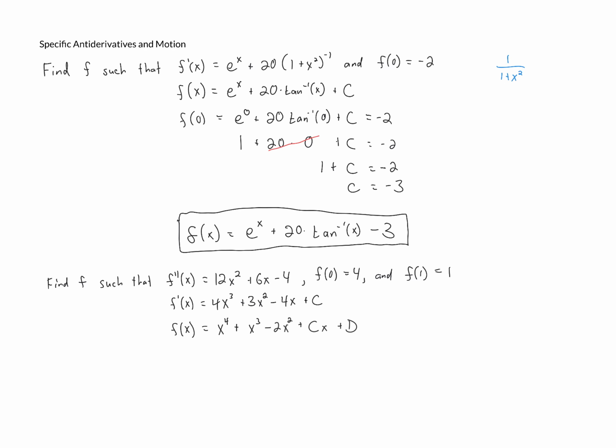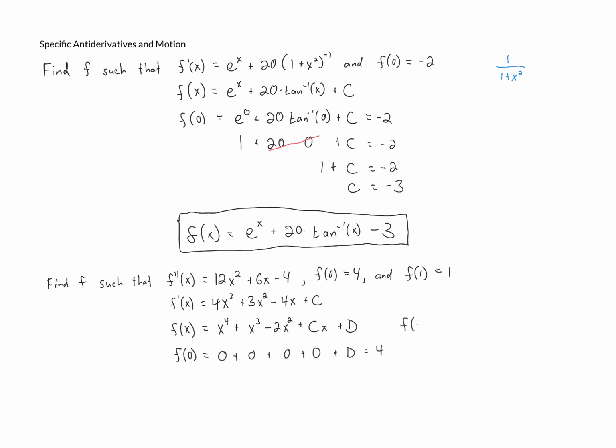Now, this is the general second antiderivative of our original function, but we have 2 extra pieces of information, 2 extra restrictions, and those are going to help us figure out the values of c and d. So I'm going to start with f of 0 equals 4. If we look at f of 0, all of these terms with x's in them are going to be 0, because anything times 0 is 0. And so f of 0 is just d, and we know that that's 4, so that tells us the value of d is equal to 4.